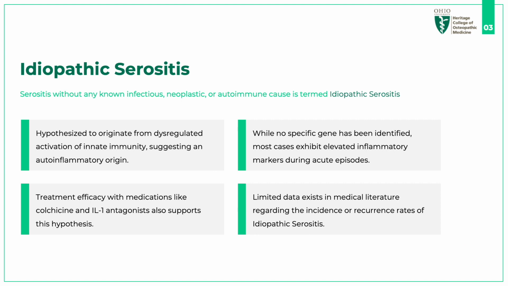Idiopathic serositis is when there is serositis without any known infectious, neoplastic, or autoimmune causes. It is hypothesized that idiopathic serositis could be due to dysregulated activation of innate immunity, suggesting an autoinflammatory origin. While no specific gene has been linked with idiopathic serositis, many cases exhibit elevated inflammatory markers during acute episodes, and medications such as colchicine and IL-1 antagonists being effective also supports this hypothesis. Idiopathic serositis has limited data in the literature, which is why this case is interesting.